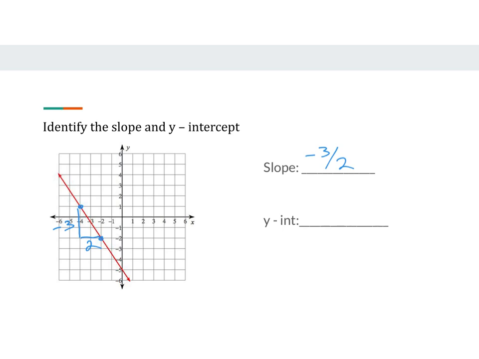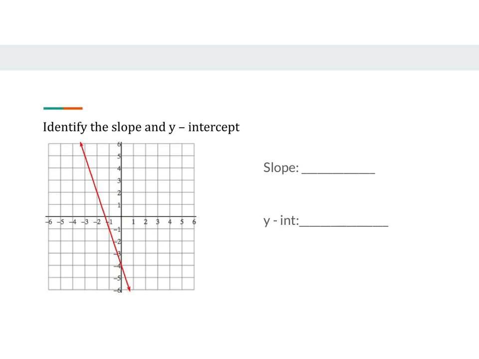Again, for our y-intercept, we're trying to identify where our graph crosses over the y-axis. And so as we trace through with our graph, we can see that it crosses over right here at 0, negative 5. So that means that our y-intercept is going to be the point 0, negative 5.